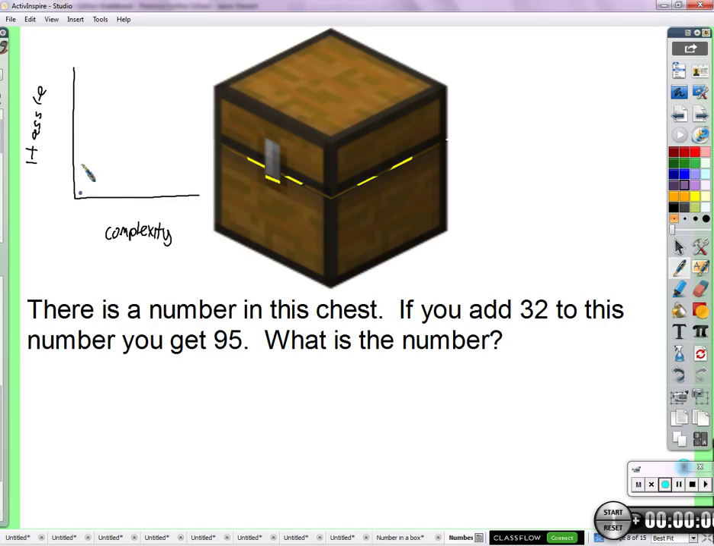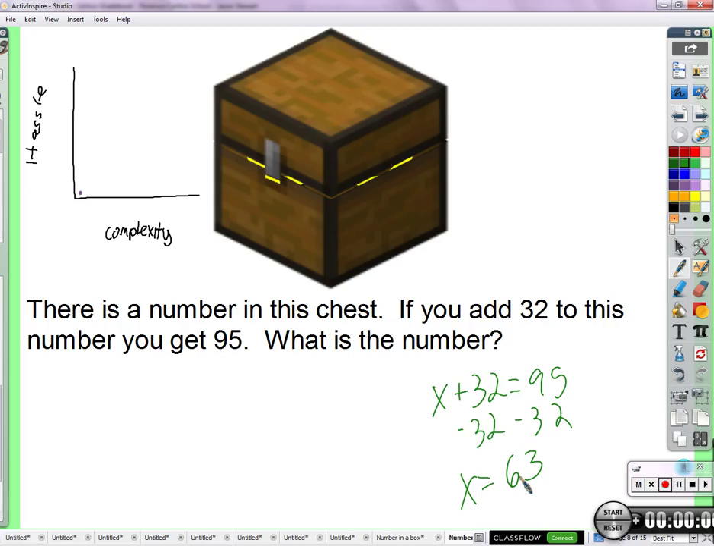Okay. Let's look at the algebra approach. How would we use algebra to write an equation and then solve? What would the equation look like, Olivia? Plus 32 plus 95. Uh-huh. 95. And then minus 32. Subtract 32 from both sides. X is 63. Yay!